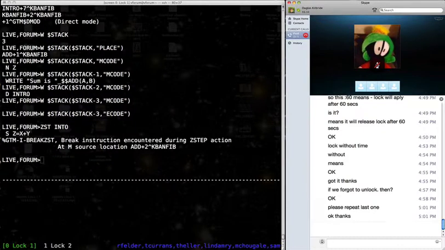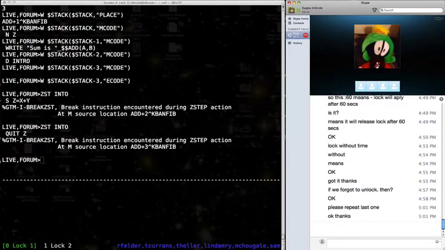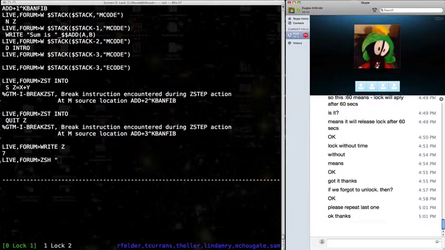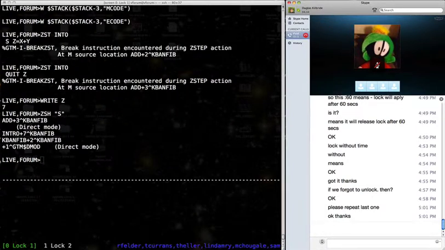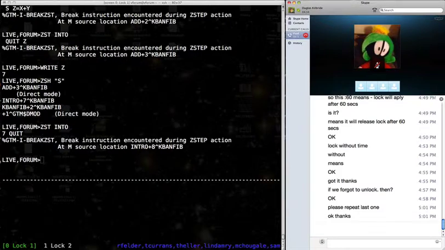So ZSTEP INTO. So set Z equal X plus Y, write Z. We're still at the third level. ZSTEP INTO. All right. So we got the value written out, which was the value of add.